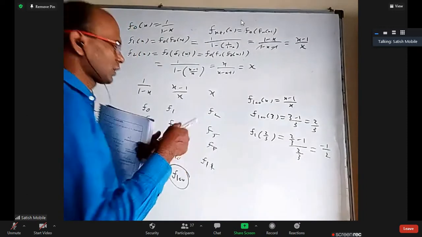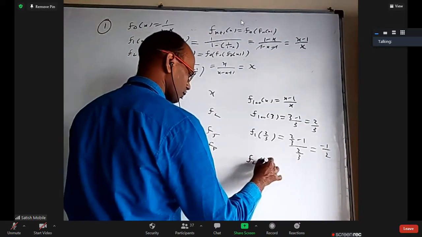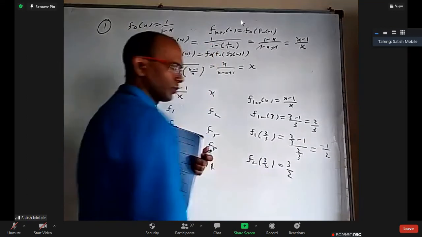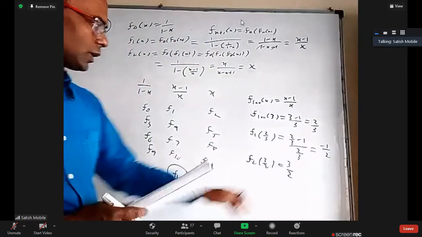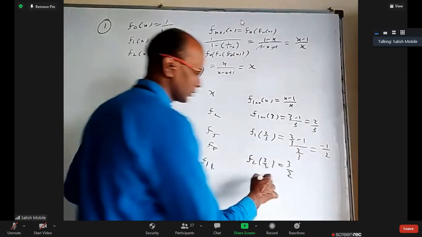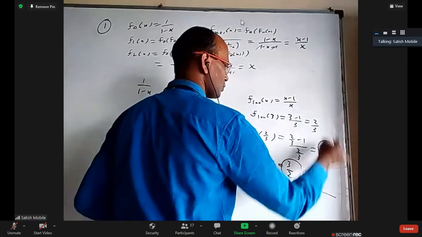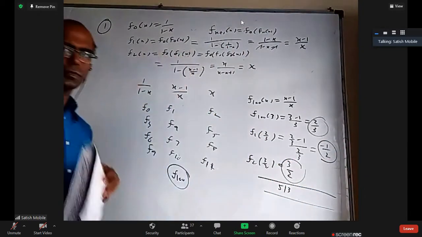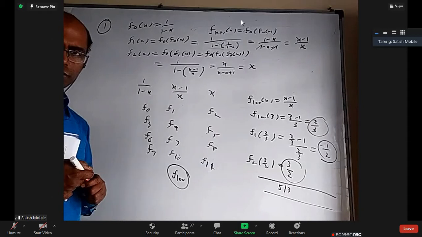Next, F2 of minus 1 by 2. F2 of x is x only, so it is directly minus 1 by 2. Now they want us to add all these things. 3 by 2 minus 1 by 2 is 1. 1 plus 2 by 3 is 5 by 3. So when I add these, it will be 5 by 3. Is this okay? First one?